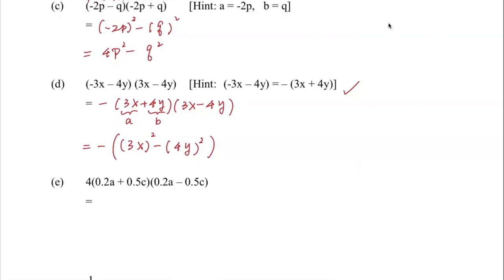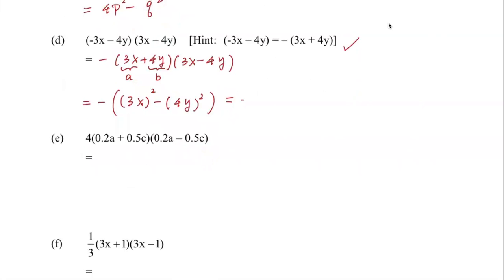So the result will be minus 9x squared minus 16y squared. And if we open the brackets, it will be minus 9x squared plus 16y squared. This is a little bit difficult, so you should do this one more time on your own to make sure that you understand it.